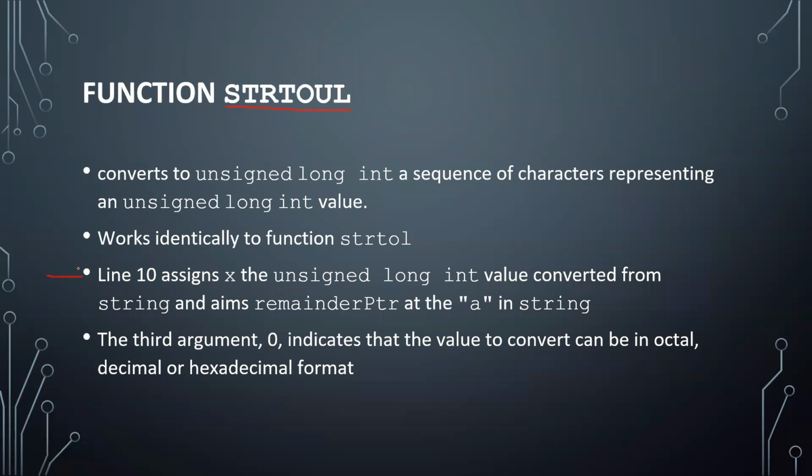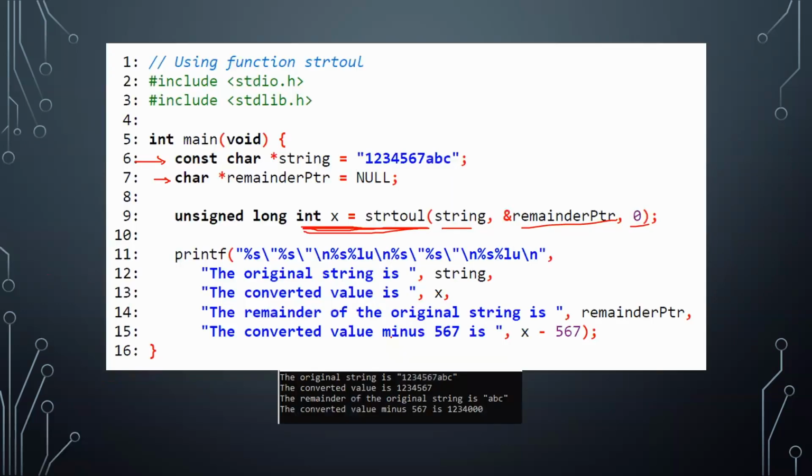Here, line 10 assigns X the unsigned long int value converted from a string and aims the remainder pointer at the A in the string. Now that third argument 0 is going to indicate that the value to convert can be in octal, decimal, or hexadecimal format. I don't care. I can indicate which one I want, but for this, I'm not really minding.